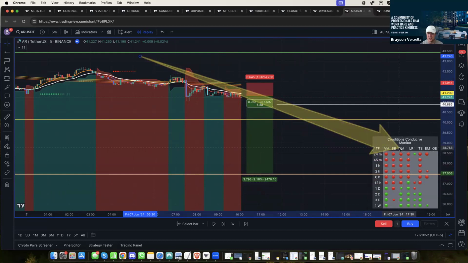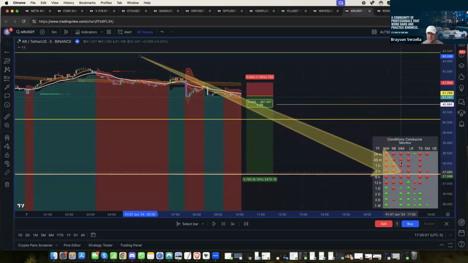conditions conducive to a short by definition of the movement monitor, with all those things we talked about, right? Sensitive trend, volume, all those things. I don't have to think about it now because I'm just seeing this.